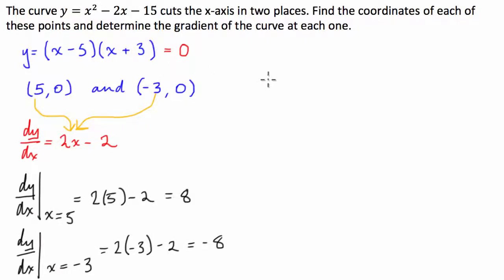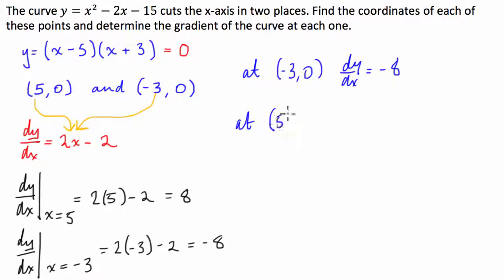So what we can say is finally, at (-3, 0), dy/dx is equal to -8, and at (5, 0), dy/dx is equal to +8.